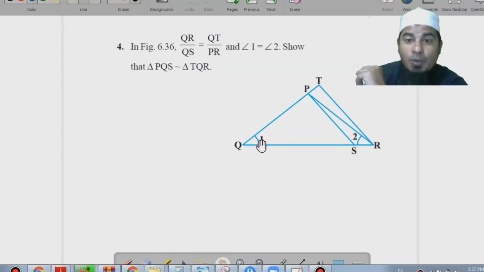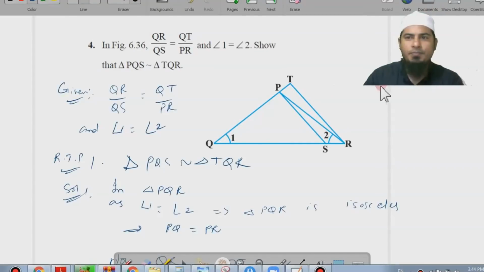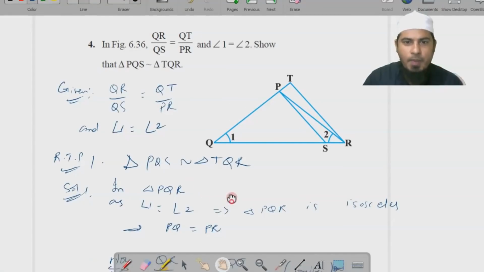Moreover, this angle 1 is common in both the triangles. These two triangles are similar by SAS similarity criterion. Let us see how to write this answer. Let us discuss what we discussed earlier in the written part.